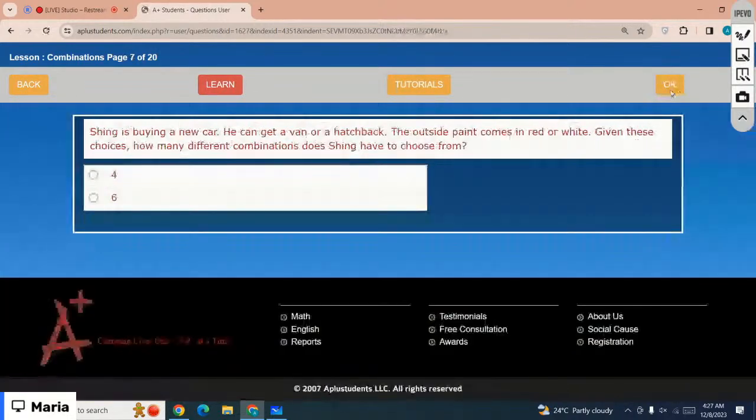Don't worry. Shing is buying a new car. He can get a van or hatchback. The outside paint comes in red or white. Given these choices, how many different combinations does Shing have to choose from? So, which is the correct option?